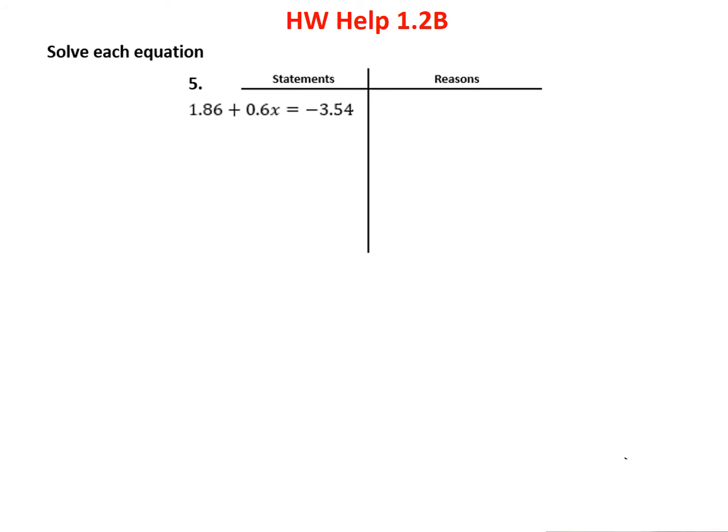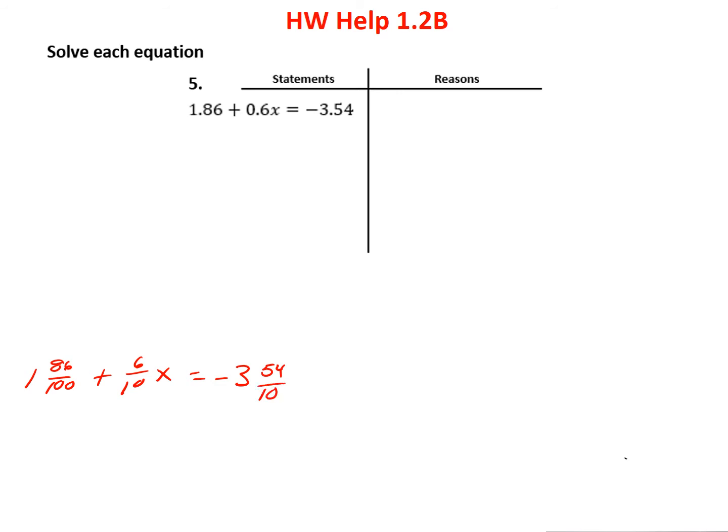In problem 5, we want to learn how to get rid of decimals, just like we got rid of fractions. Now, I'm going to show you something that may help you understand. If I were to write this equation as fractions instead of decimals, it would look like this. 1.86 is actually 1 and 86 hundredths. This is actually, if you read it, 6/10 x. And then the last one, this is -3 and 54 hundredths.